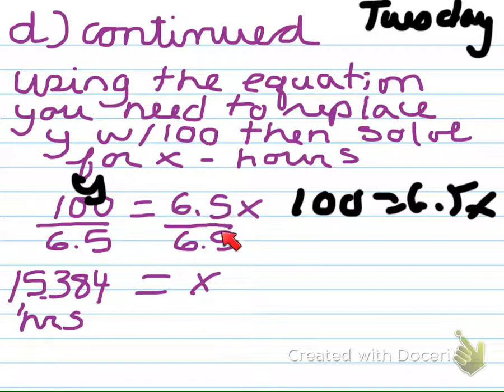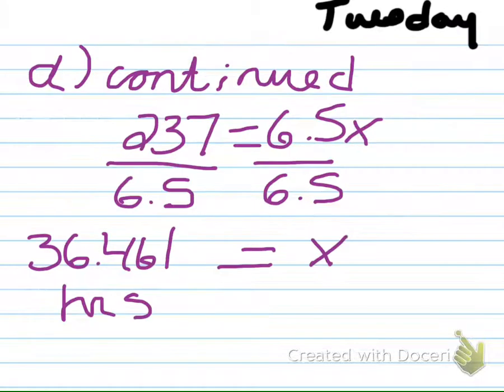And 6.5 divided by 6.5 is equal to 1, and 1 times x is x. And over here 100 divided by 6.5 is 15.384 hours. Now I have to repeat that, but this time I'm going to put the 237 where the y is. And so that gives me the equation 237 equals 6.5x. Again, I divide by 6.5 on both sides because that's how you undo the 6.5 multiplication. And that gives me about 36.461 hours that it would take him to do 237 miles.